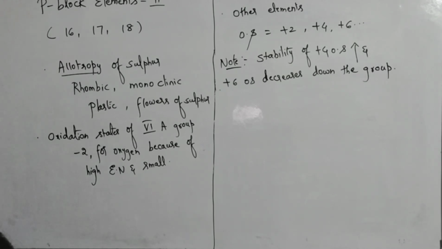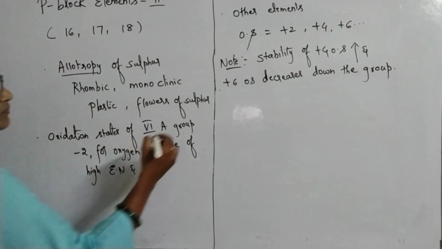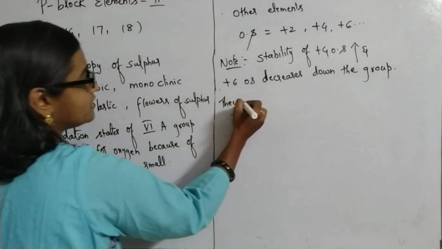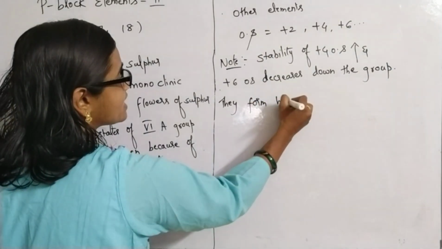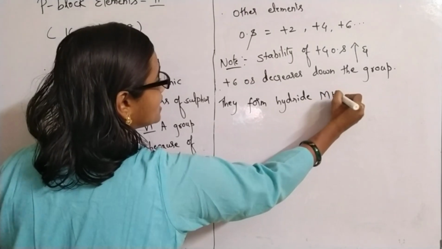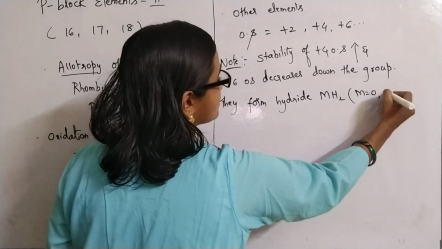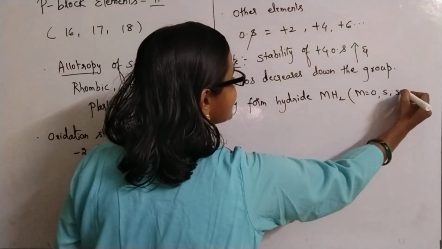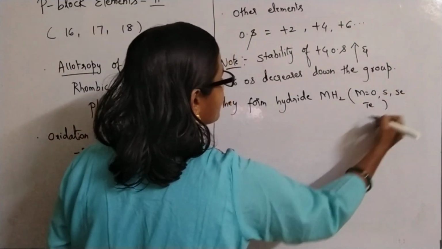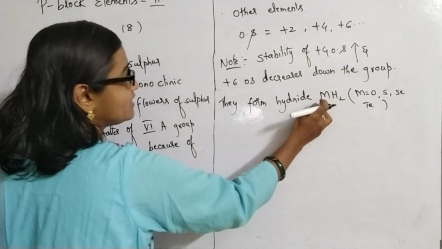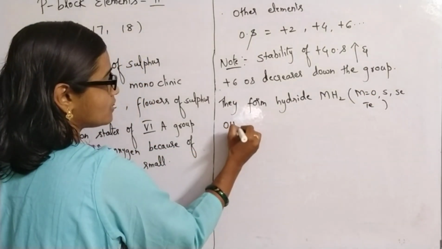Next, hydrides. Elements of 16th group form hydrides of type MH2, where M is a 6A group element. M can be oxygen, sulfur, selenium, tellurium and polonium. Polonium, however, is a radioactive element, so I am not writing that. In MH2 type hydrides, if you write O in place of M, OH2 means H2O.